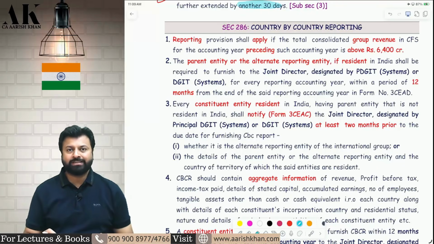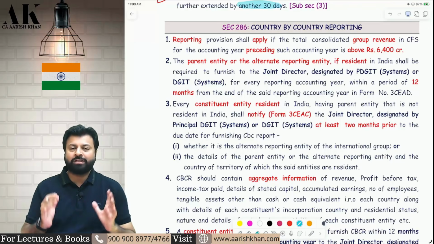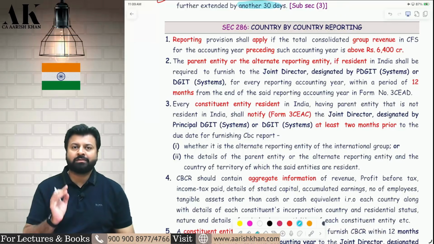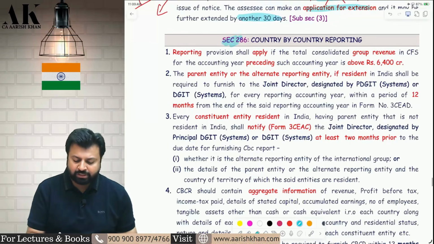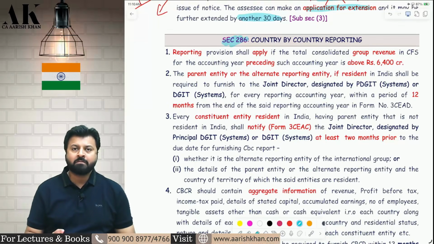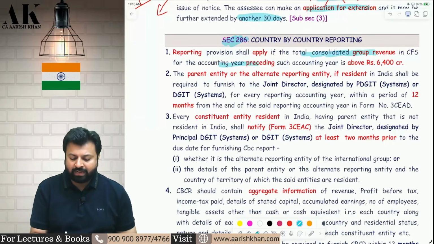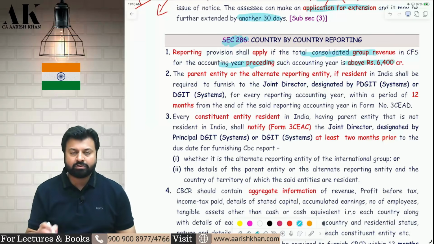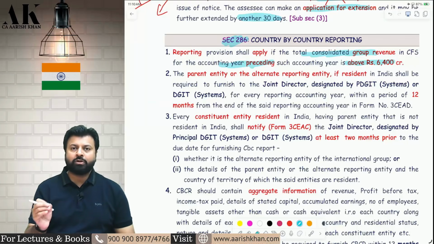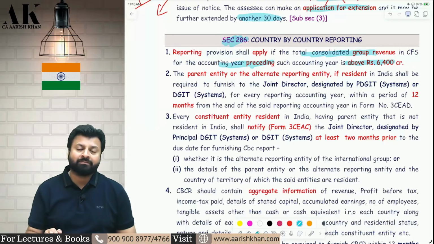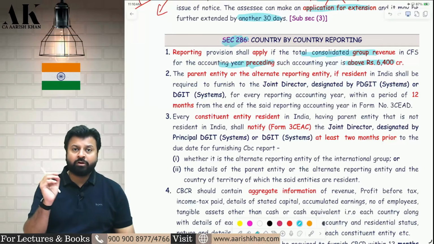Now we will talk about section 286 in detail as per the income tax law. I have just given you the gist of section 286 as per Action Plan 13. The first thing in section 286, country by country reporting, is when this reporting is mandatory. This reporting is mandatory if the consolidated group revenue of the last accounting year is greater than 6,400 crore. Which accounting year is this? For us, the accounting year in our examination is financial year 25-26. Therefore, you have to check the consolidated group revenue of financial year 24-25. If the financial year 24-25 group revenue is more than 6,400 crore, then CBCR is mandatory.